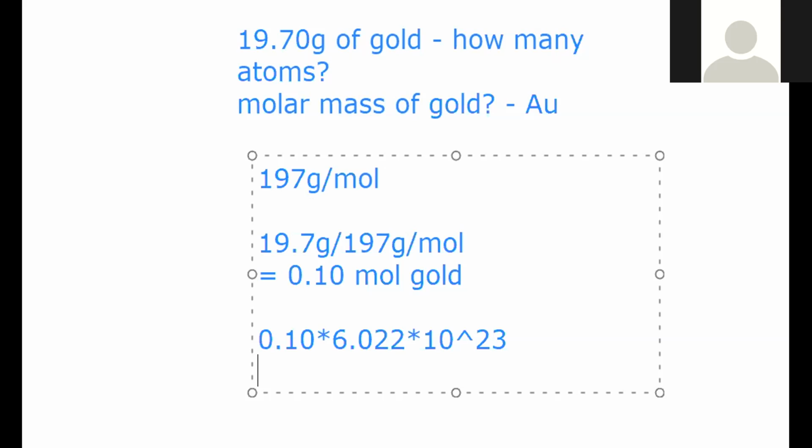So, if they ask how many atoms of something are in an amount of grams of a substance, we need to find the molar mass of gold. So we divide the mass by the molar mass, that's 0.10. And then we times that by Avogadro's constant, which gives us the number of atoms.